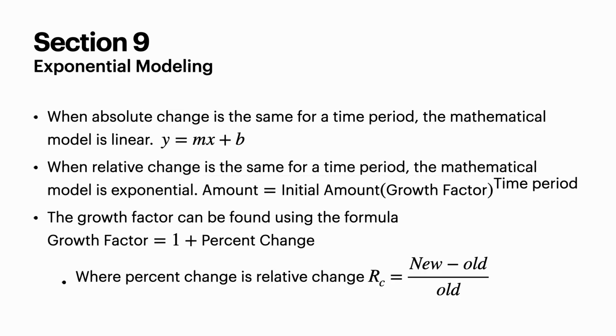When absolute change is the same for a time period, the mathematical model is linear, y equals mx plus b, where something only changes by an amount. When relative change is the same for a time period, the mathematical model is exponential. The amount equals the starting value times the growth factor to a time period.